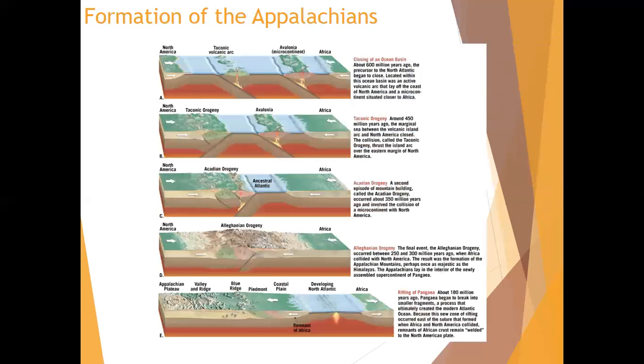The Appalachians are actually the result of three different periods of mountain building. The first happening 750 million years ago with Rodinia, where you have active volcanoes between North America and Africa.